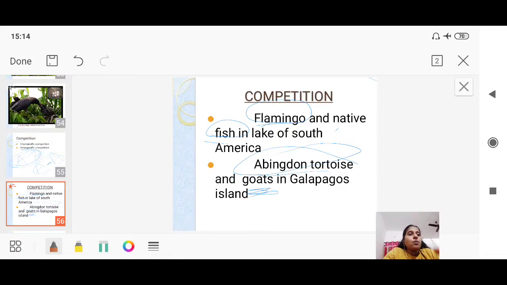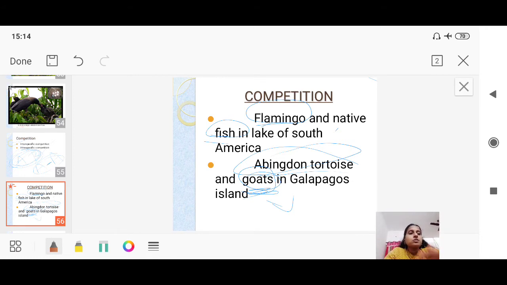When these goats were introduced, they started grazing the plants and taking away the food. These goats were very good grazers. They were feeding voraciously, eating it up fast. So the tortoises did not have sufficient food. They could not compete with whom? The goats. So they suffered, slowly started dying, and the species itself became extinct. So there is competition between the Abingdon tortoise and goats, flamingo and native fishes.